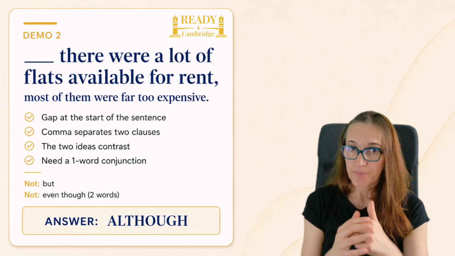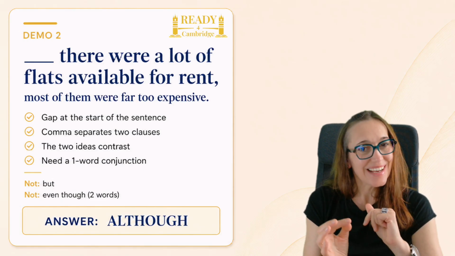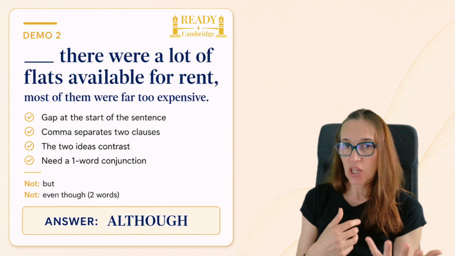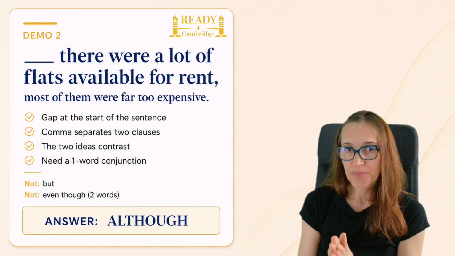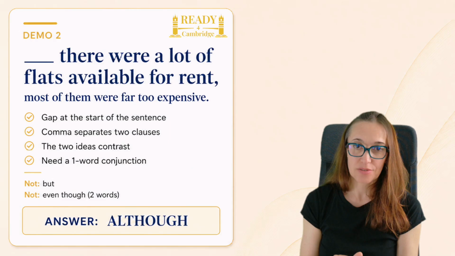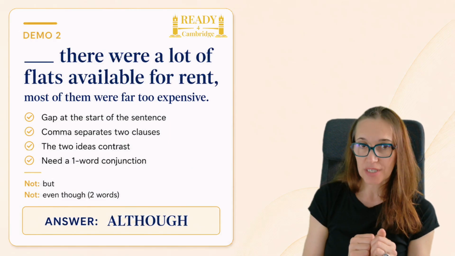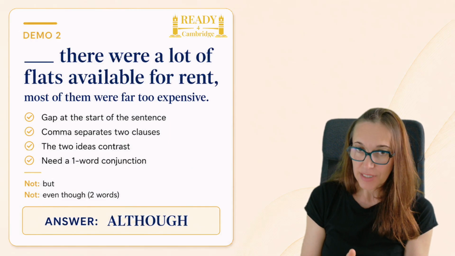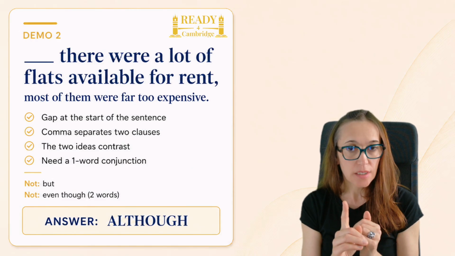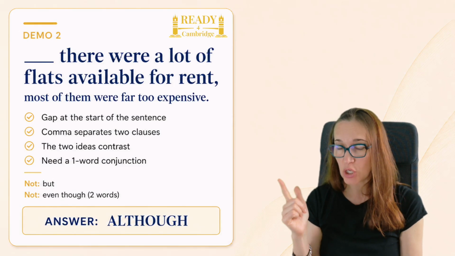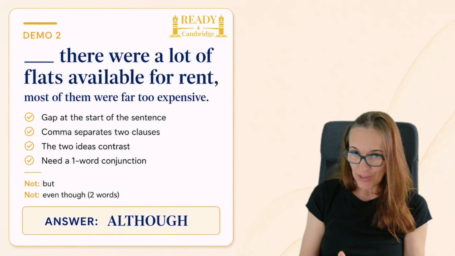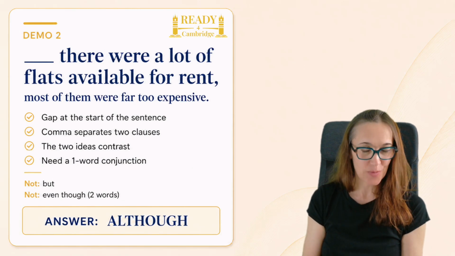And here is a tip. When the conjunction comes at the start of the sentence before a comma, I need a word like although or even though, not but. But goes in the middle of a sentence, not at the beginning of a clause like this. So the answer is although or even though. But wait, there are 2 words in even though, and the rule says, do you remember? 1 word only. So the answer has to be although.